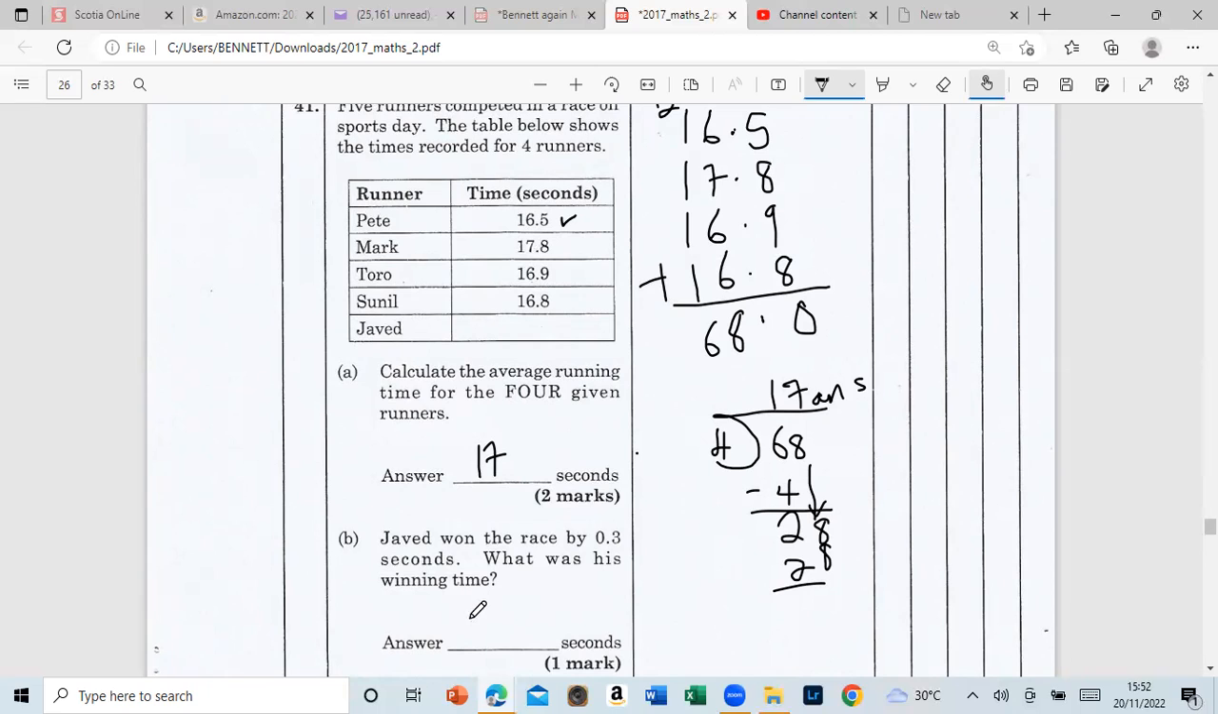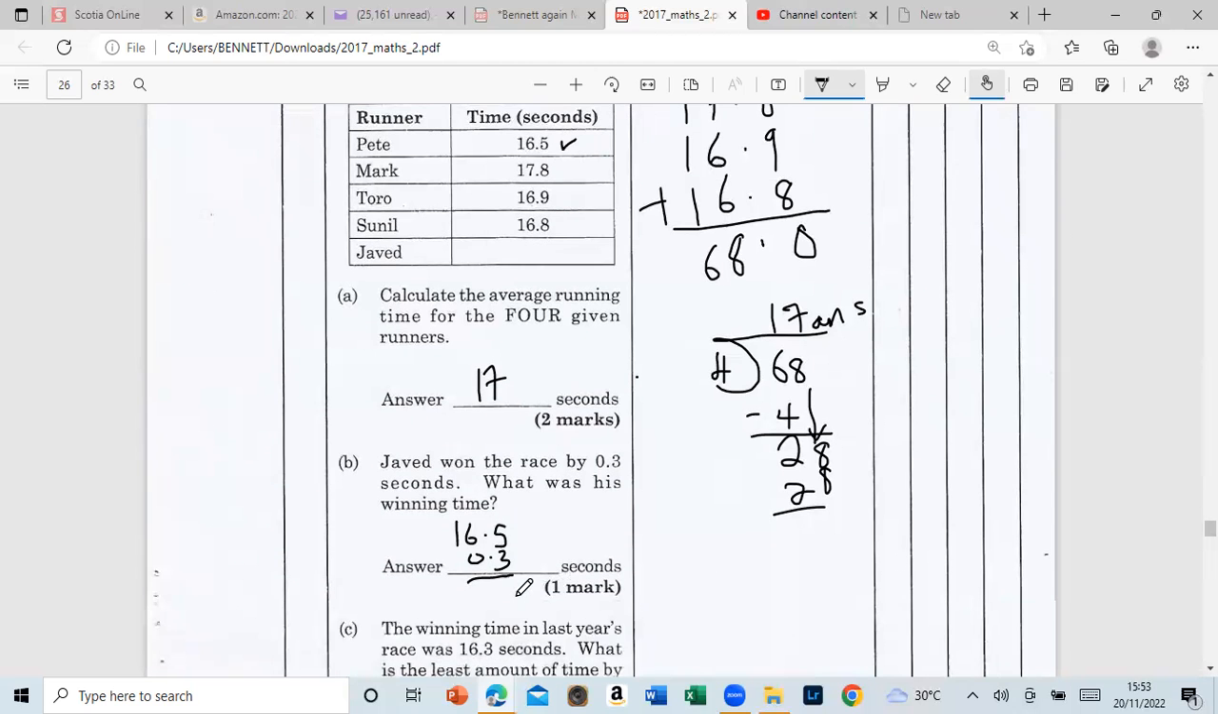So we have 16.5 and we just subtract 0.3 seconds from it. And that would be Javel's time. So here, Javel ran 16.2. Let's put it in just in case we are required to do something else with it. Alright, so the winner is Javel.